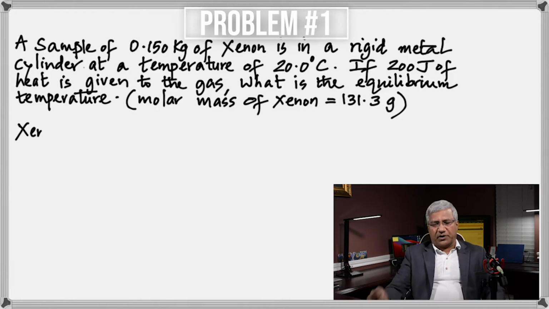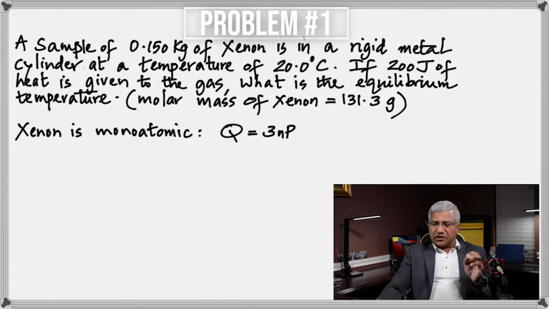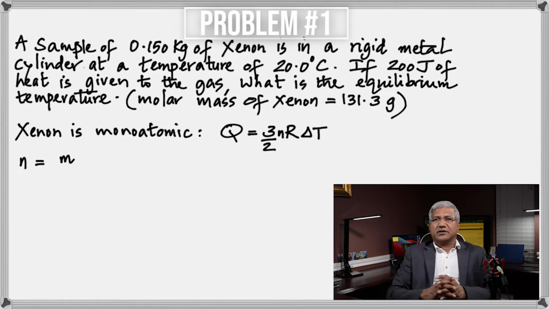Now we will use the formula that we just got. Xenon is monoatomic. That means we are still going to use Q is equal to 3 by 2 nR delta T. Remember that if it was diatomic, it would have been 5 by 2. If it was triatomic or polyatomic, it was going to be 6 by 2. Please go to part 1 to understand how the formulas change. But in this case, xenon is monoatomic, and so Q is 3 by 2 nR delta T.